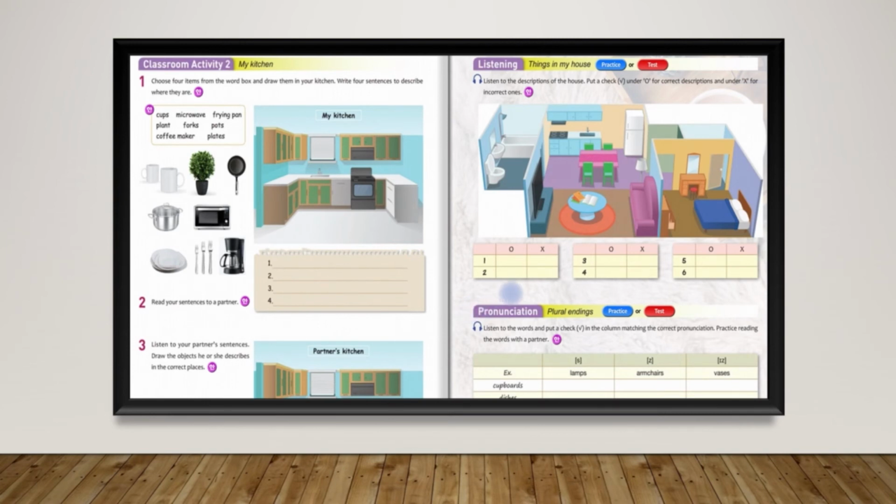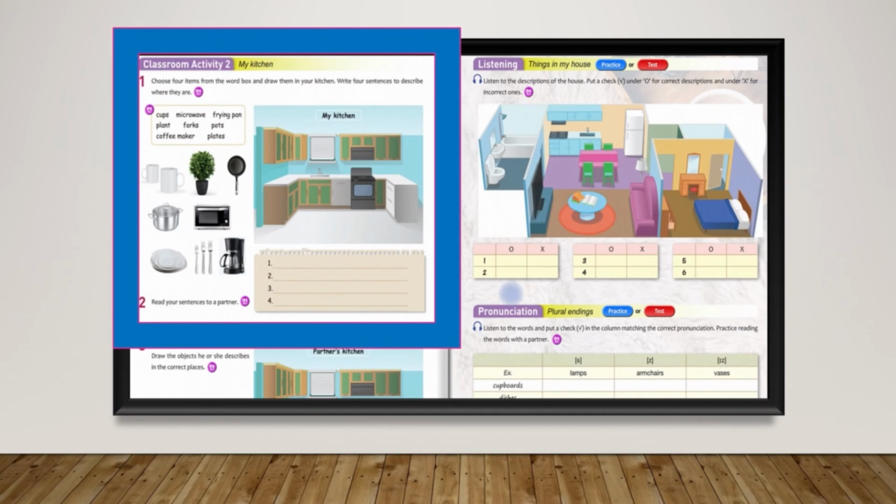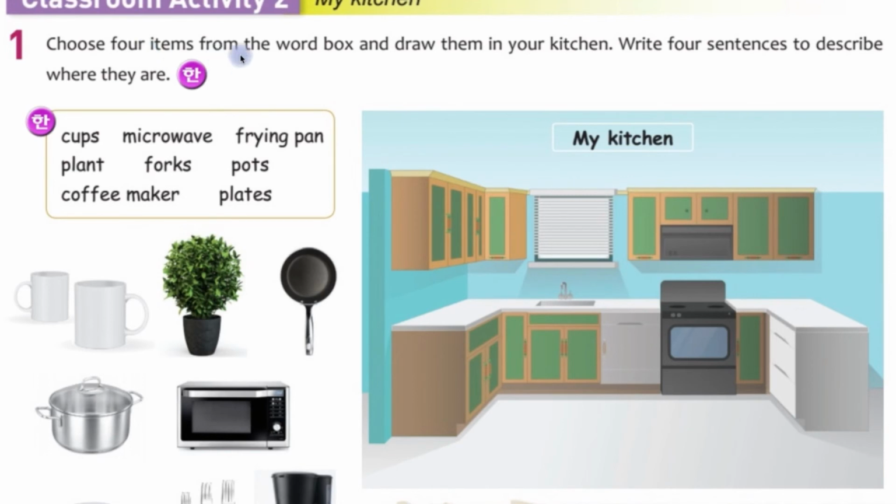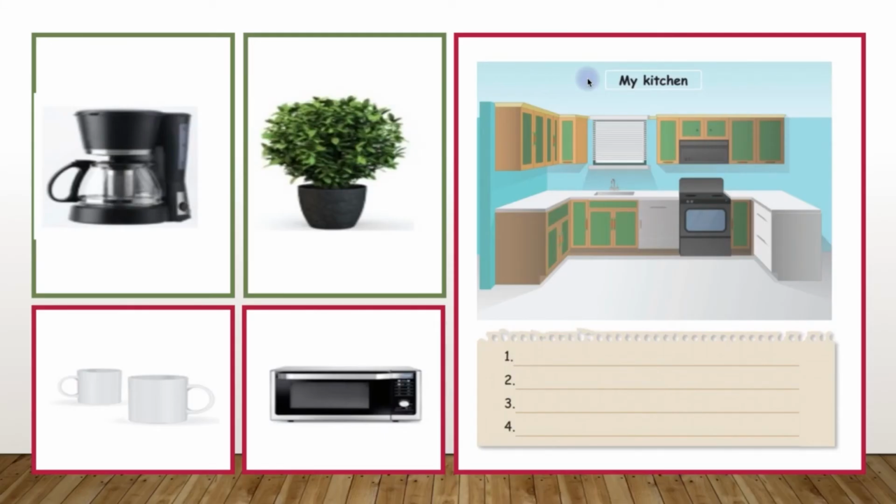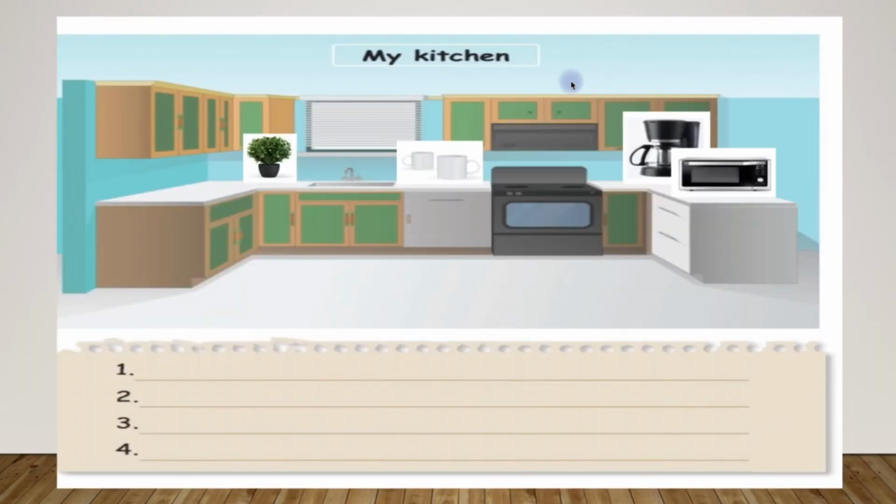Next page. All right, next page. Classroom activity 2. So choose 4 items from the word box. Here is the word box. Cups, microwave, frying pan, plant, forks, pots, coffee maker, and plates. And draw them in your kitchen. But I'm going to do it for you, because I'm nice. So here I have chosen 4 items. And this is my kitchen. And I've put them into my kitchen.